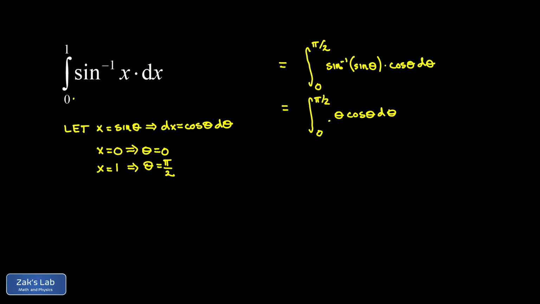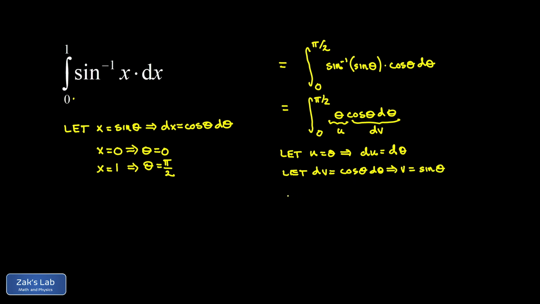For our integration by parts substitutions, we're going to let u equal theta, because when I differentiate that with respect to theta, I get something simpler. I just get 1. The other piece is going to be dv. All right, so we let u equal theta, and du is equal to d theta. We let dv equal cosine theta d theta. So v is just the antiderivative of cosine, which is sine theta. And we apply our integration by parts formula to transform this thing.